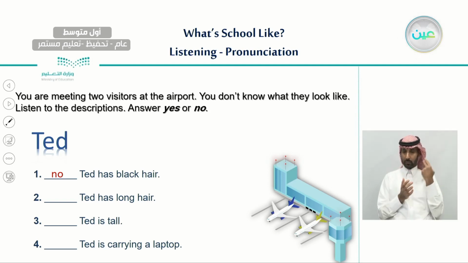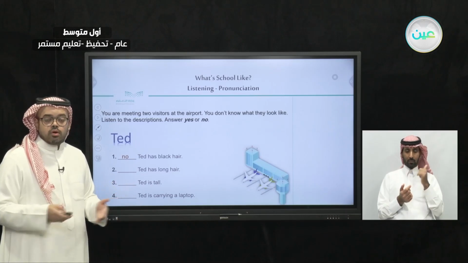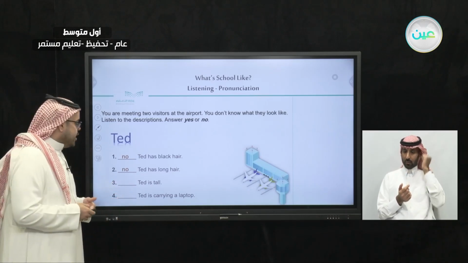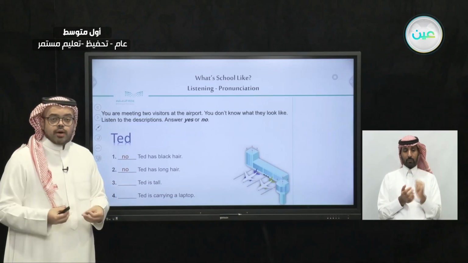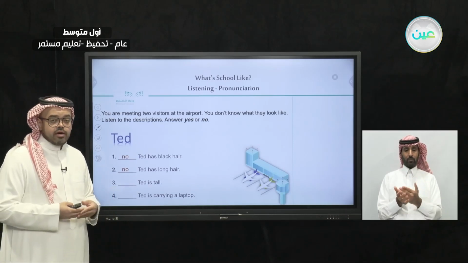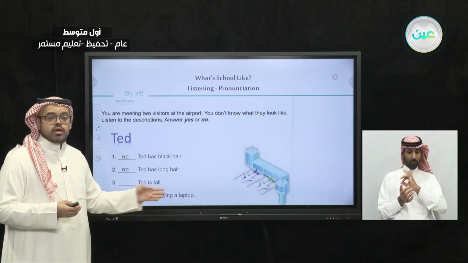Let's listen to the second sentence. Ted has long hair. So, did Ted say that he has long hair? Very good. The answer is also no. He said that I have short brown hair.